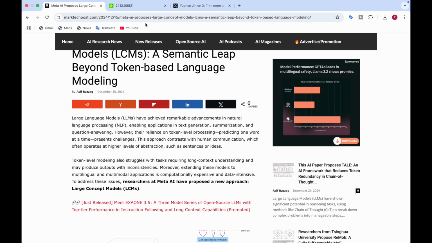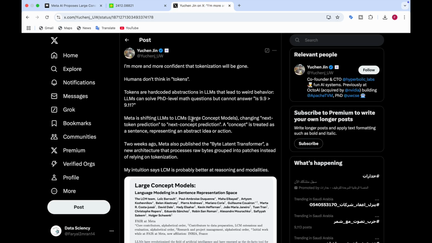A person called Yu Xinjin on X said, "I am more and more confident that tokenization will be gone because humans don't think in tokens. Tokens are actually the hard-coded abstractions in LLMs that lead to weird behavior in the AI models." You see, LLMs can solve PhD level math questions but cannot answer the question of whether 9.9 is more than 9.11.